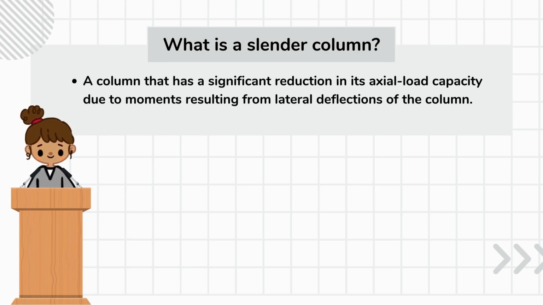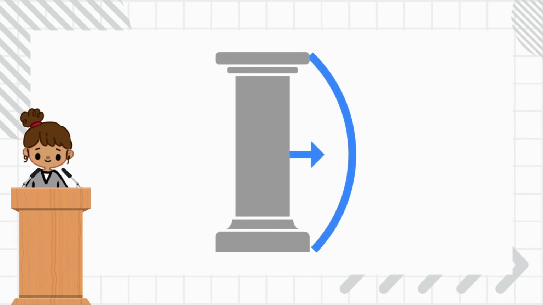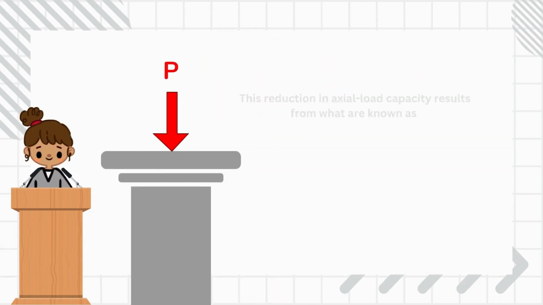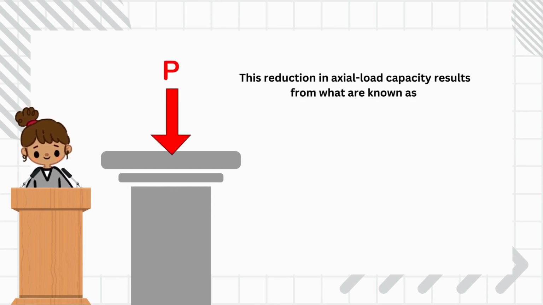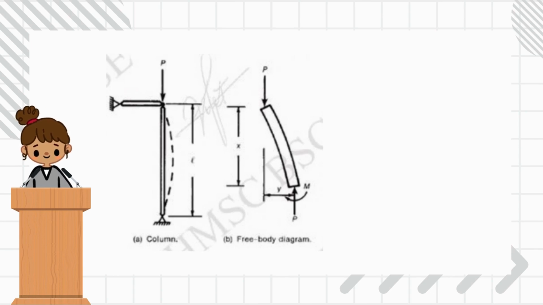A slender column is defined as a column that has a significant reduction in its axial load capacity due to moments resulting from lateral deflections of the column. These columns have a great tendency to buckle, especially if there is eccentric loading that causes bending moment. Its greater tendency to buckle increases the effect of bending moment in the column. Thus, moment is larger. Because of the increase in maximum moment due to deflections, the axial load capacity is reduced. This reduction in axial load capacity results from what are known as slenderness effects. Slenderness effects can also be defined as the effect of buckling.